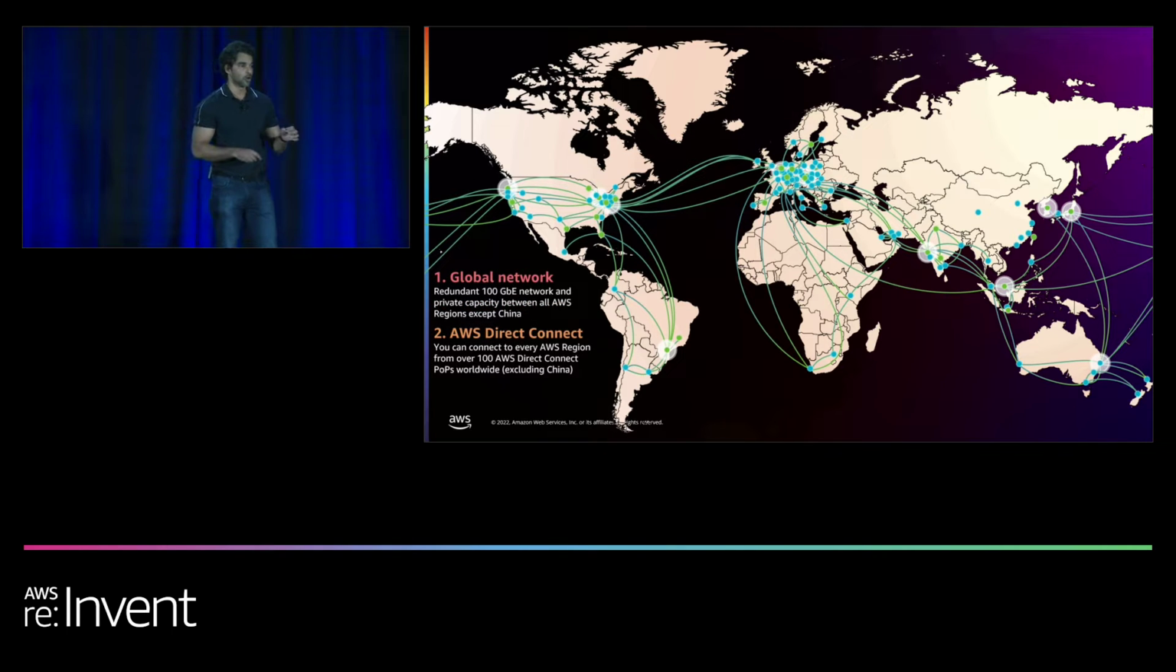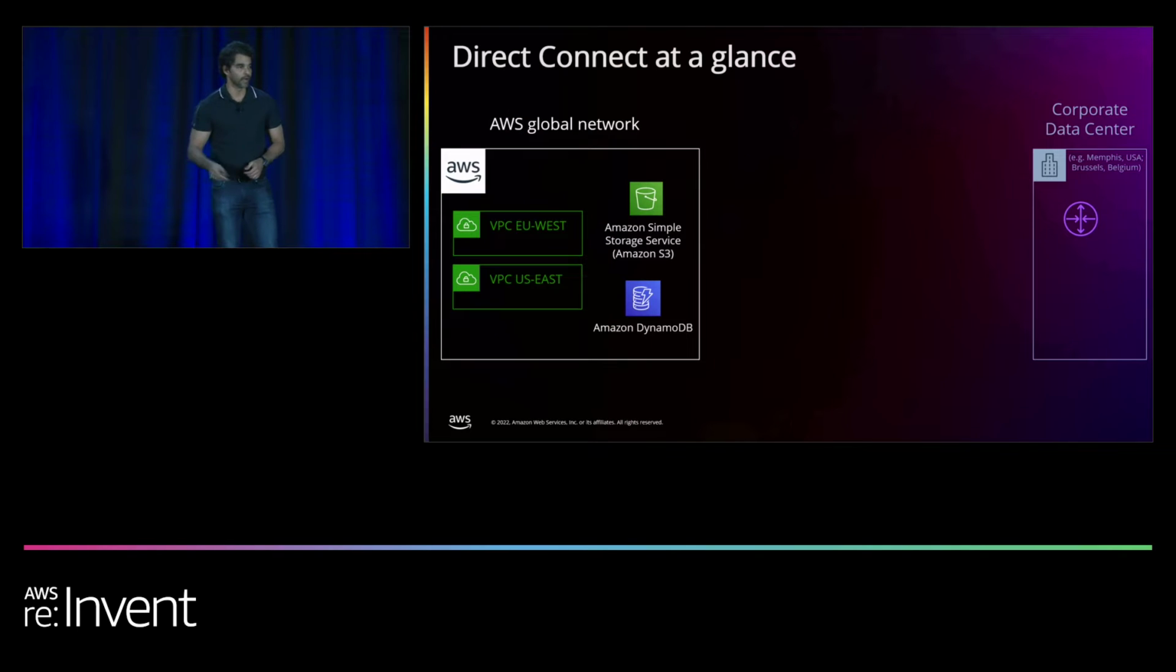You can connect your on-premises data centers to this global infrastructure using dedicated fiber circuits, and you leverage AWS Direct Connect service for that. This is how it works. On the right, you have your corporate data centers. On the left is the AWS Global Network. Our job is to connect them.